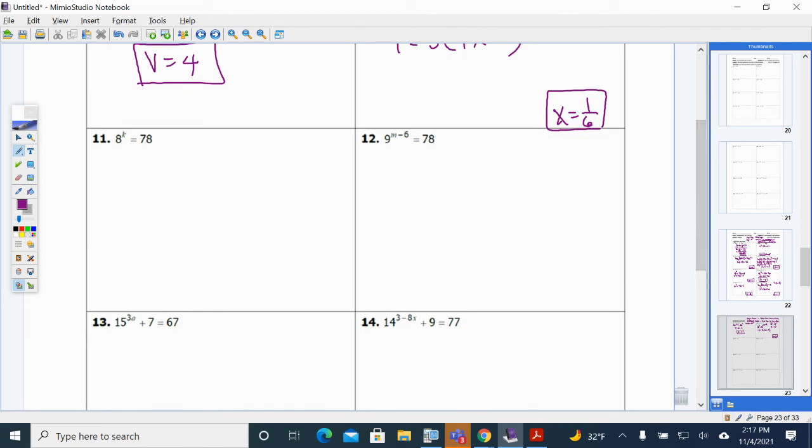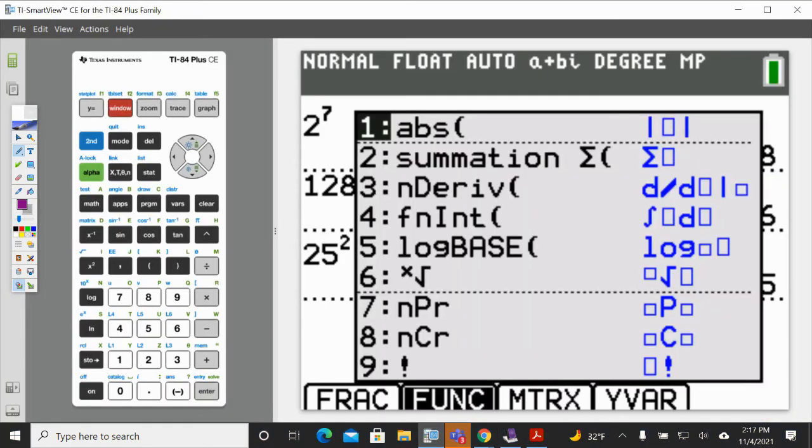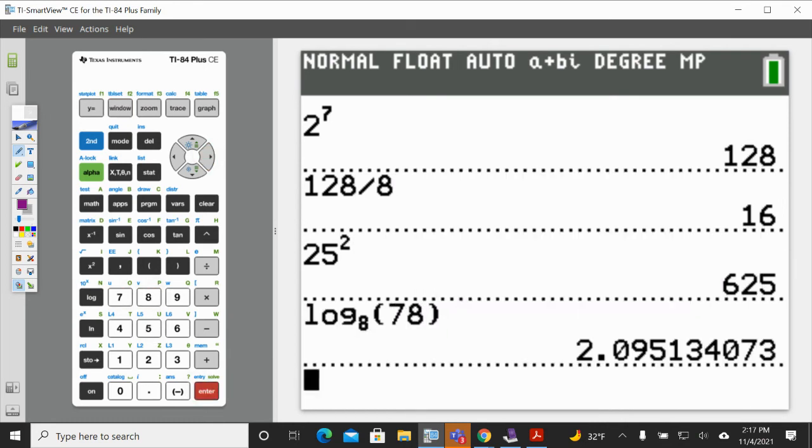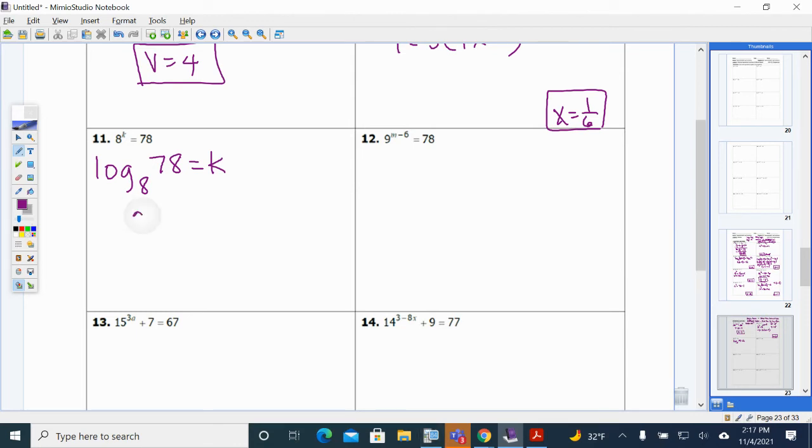Number 11, 8 to the k is equal to 78. Now, I know there's no way for me to make these the same bases. So because they are different bases, I'm going to go ahead and change this to a log. Log base 8 of 78 equals k. So log base 8 of 78 gives me 2.095 for k. Again, you would need to make sure you take that and you check it.